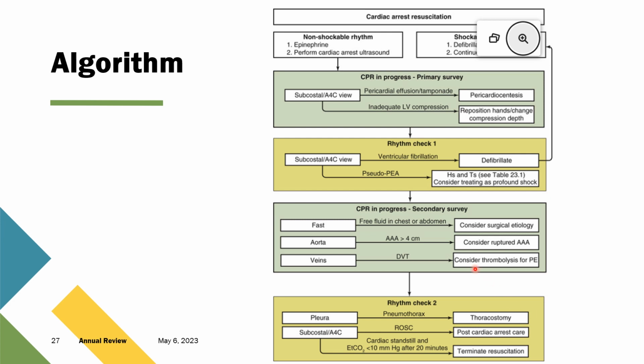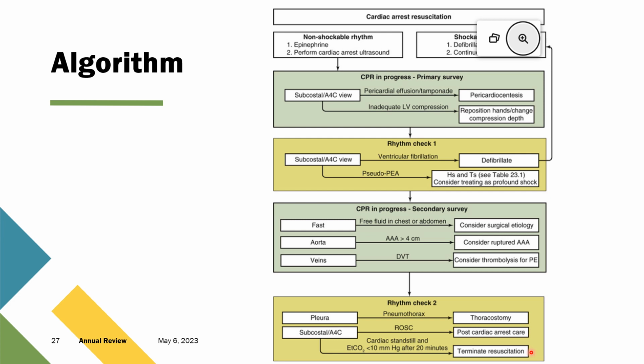When you get the second rhythm check, then you can evaluate the pleura. Here you're looking for that pneumothorax that could be compressing the heart. If you see a pneumothorax, then it might be time for a thoracotomy to relieve that pressure. If you see in that subcostal view that you have a patient that has returned to normal cardiac rhythm, then you'd have post-cardiac arrest care. And if you find a patient that has cardiac standstill, then it would probably be time to terminate the resuscitation.